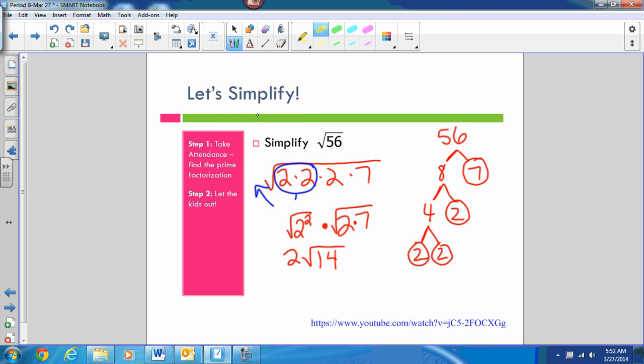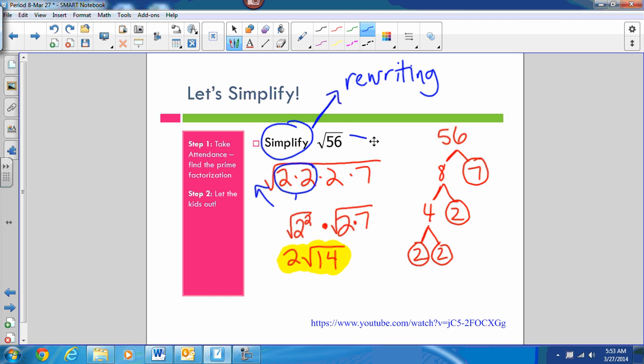Now, some of you are going to say, so that's our answer? Or what do we do to get the answer? Okay, so let's talk about what this means. So we have the word simplify here. Simplify does not mean to solve. You cannot solve unless you have an equal sign. So simplify means basically what we're doing is rewriting it. We're rewriting this as this. So like when you simplify a fraction, it has the same value, but it just looks different.